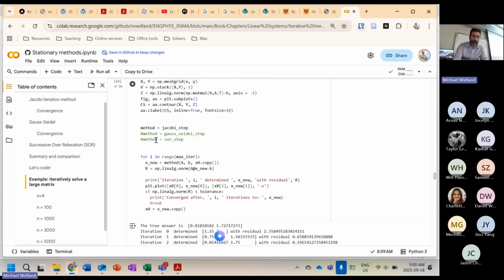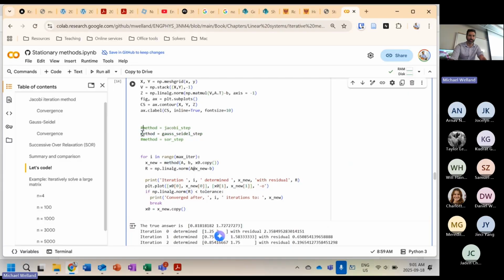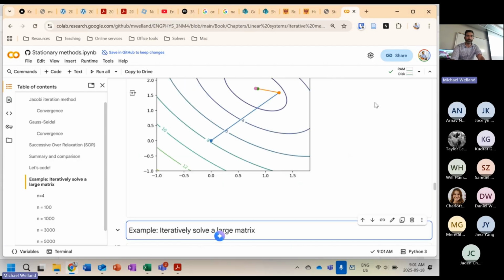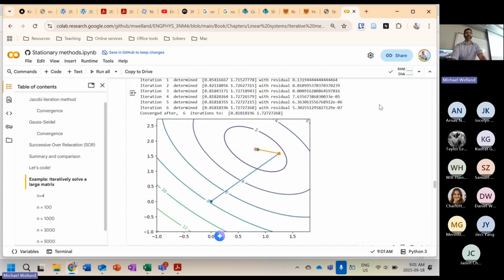Okay, if you go back here and you change this, this is one of those things that hopefully will change, right? So now we're using the Gauss-Seidel step. Rerun that block, and now we get the answer in 6, which is a dramatic improvement, right? And you can see that the path here has changed. We've gone 1, 2, 3, 4, 5, 6, and we're here.